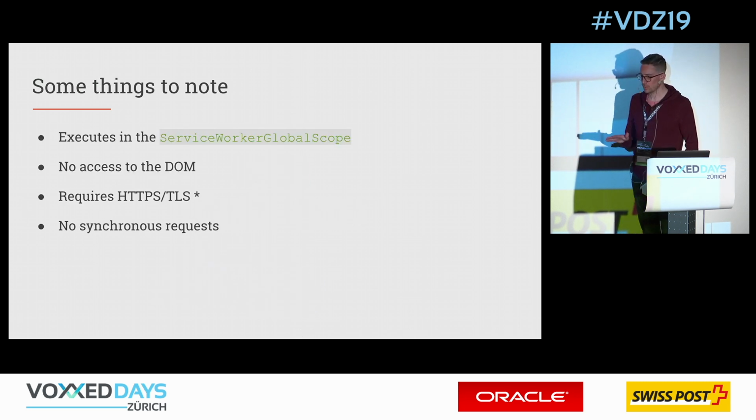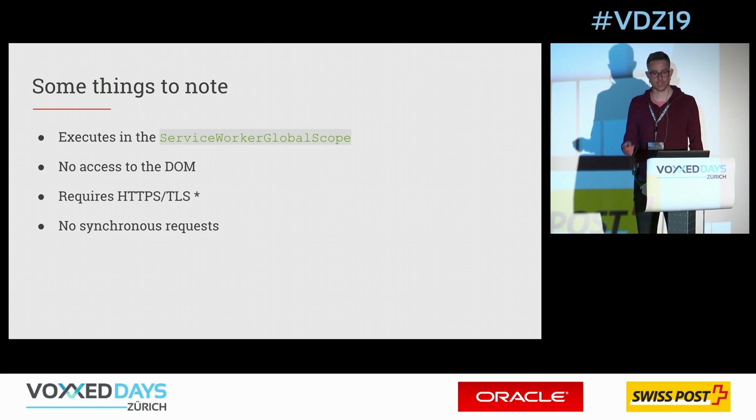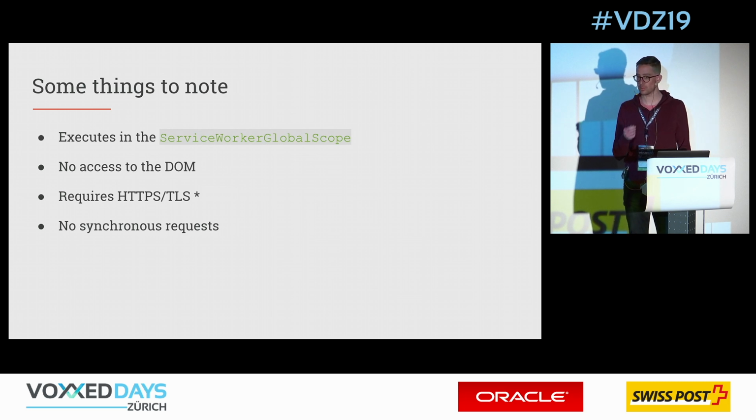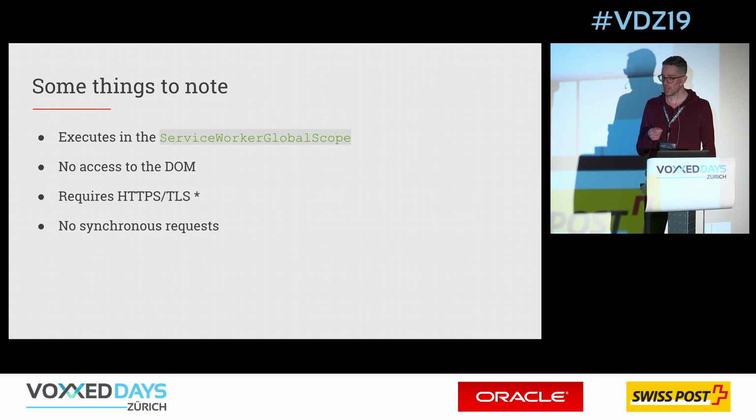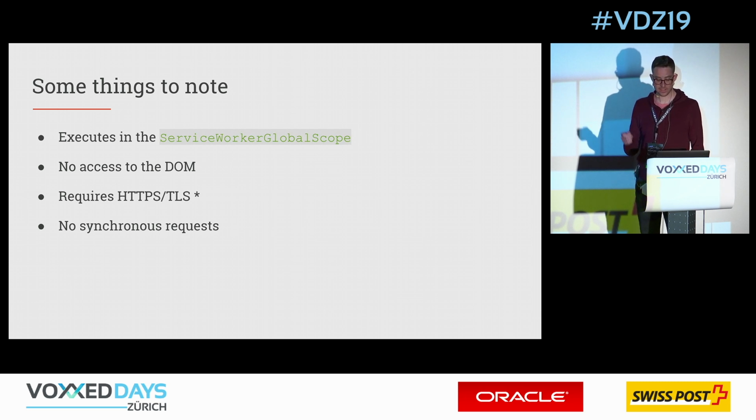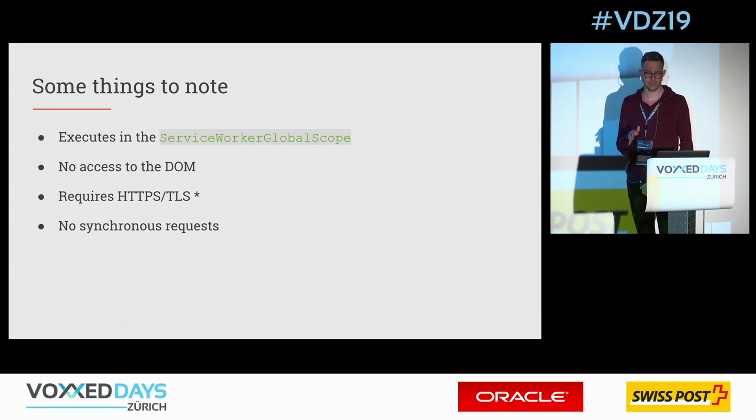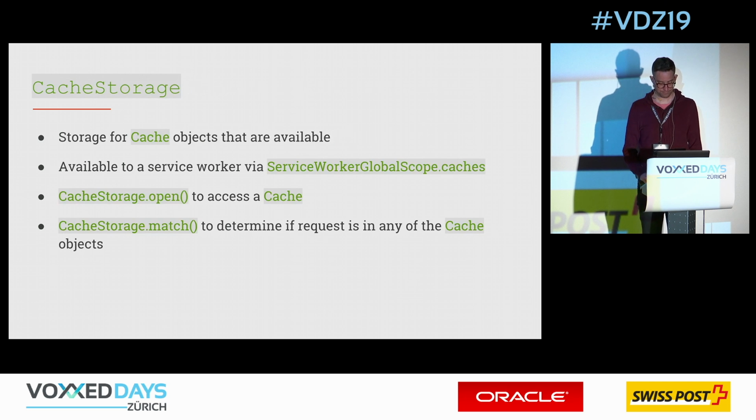So there's a couple things to note before we get into the code. Our service worker is actually going to be a JavaScript worker, right? So it does not have any access to the DOM. It executes in the context of this service worker global scope object, and there's several properties that we'll be able to access on that. It also requires HTTPS through TLS, and you can't do any synchronous requests using service workers. I'm not sure why you would, but you can't.